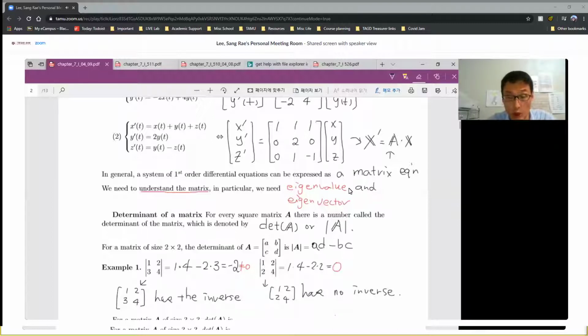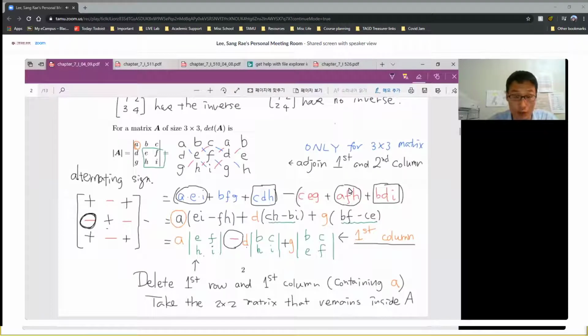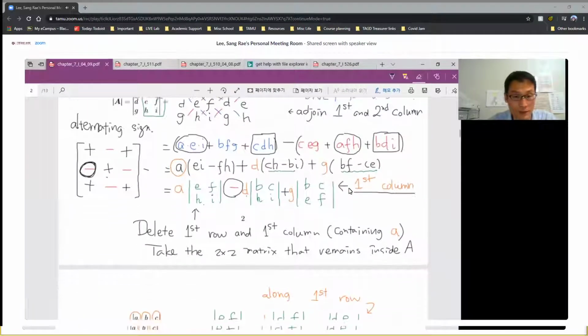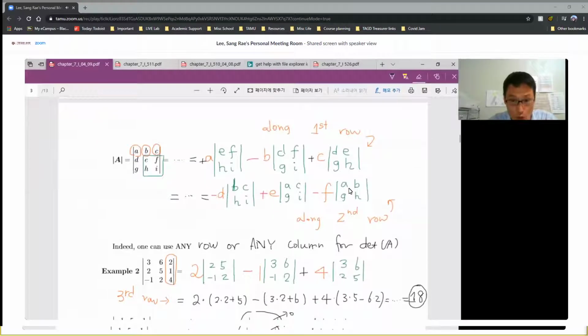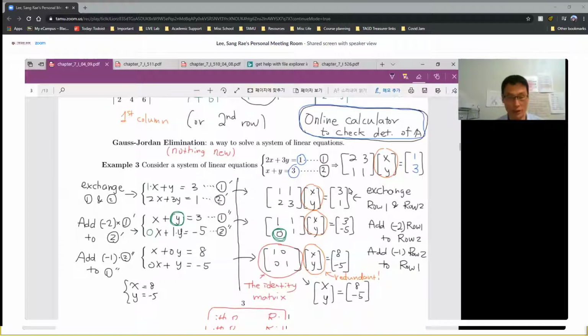Now that we will be working with 3x3 matrices, we discussed how to find the determinant of a 3x3 matrix. Actually, you can use any row, any column to calculate the determinant. And to find the eigenvector, we need to solve a system of linear equations for 3 unknowns. So we will use Gauss-Jordan elimination. As I said, this is nothing new. We know how to solve systems of linear equations.